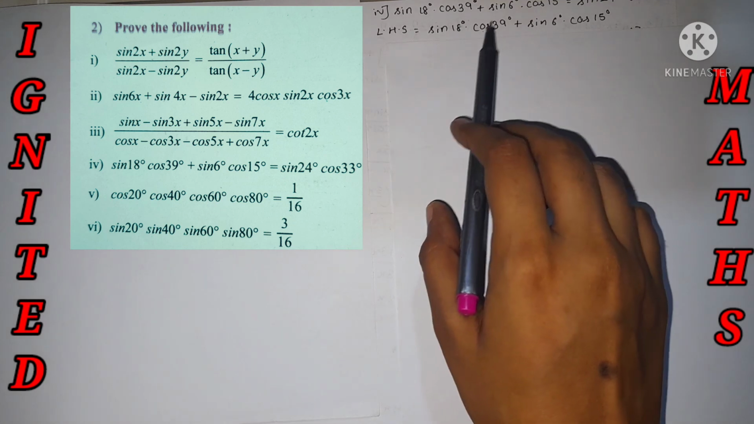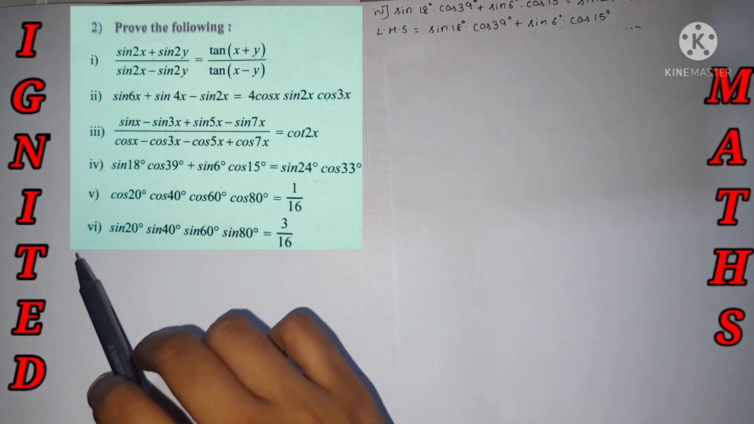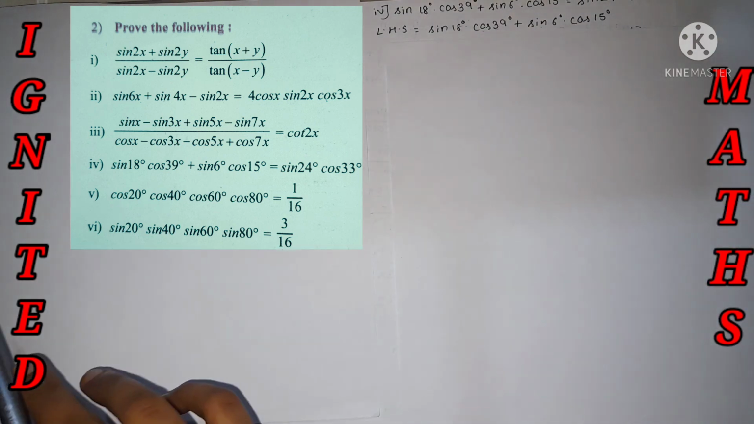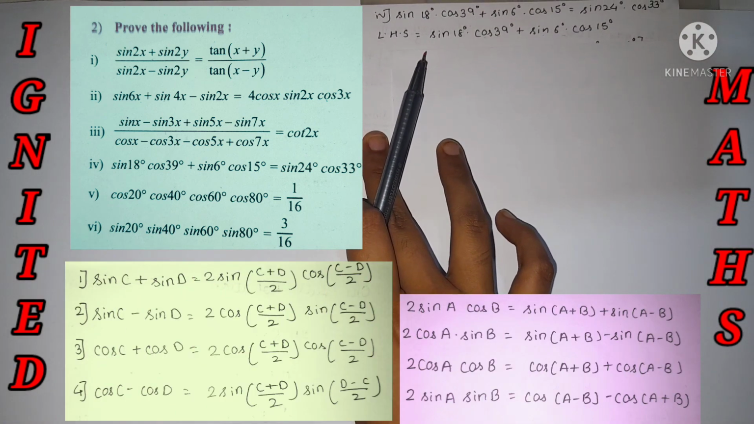Yes, sine 18 degree cos 39 degree, sine 6 degree cos 15 degree. So we need to prove that the RHS is sine 24 degree and cos 33 degree. Yes, we need to prove it.